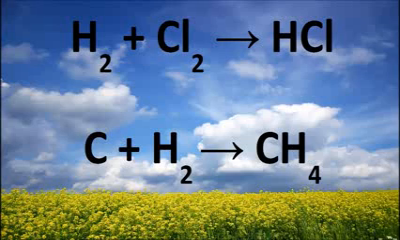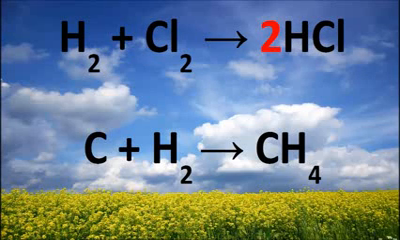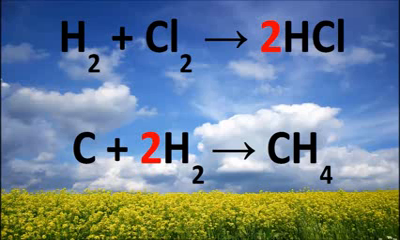The solution to the first equation should have been putting a 2 in front of the HCl. This would mean there were 2 hydrogens on the right-hand side and 2 chlorines, the same as on the left-hand side. The second equation was solved by putting a 2 in front of the H2 on the left, which would mean 2 times 2 hydrogens, 4 hydrogens, the same as on the right-hand side.